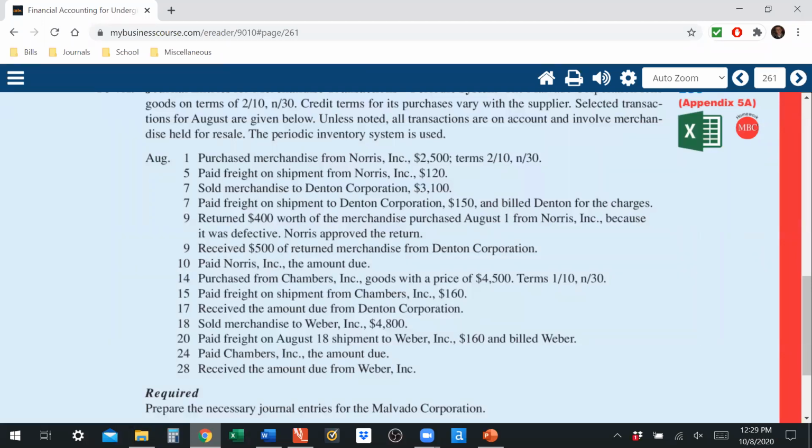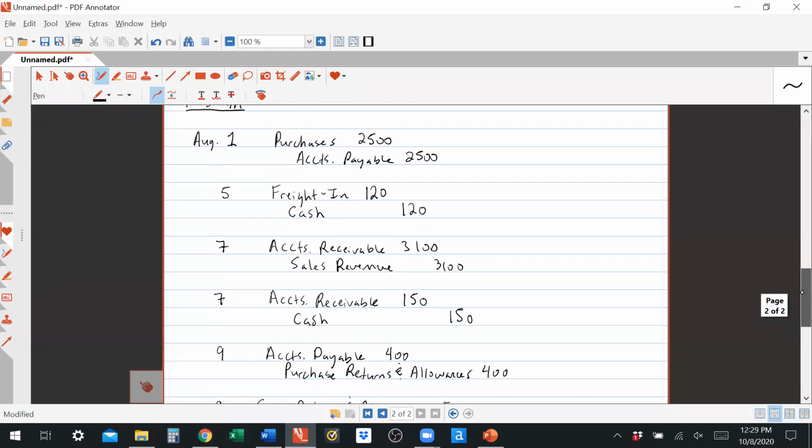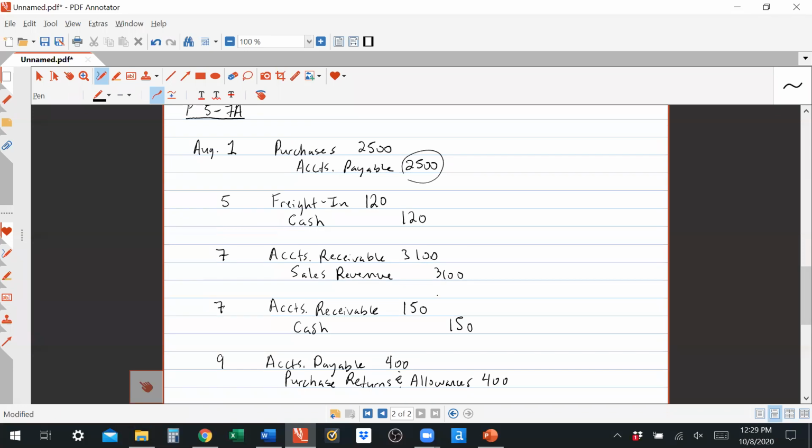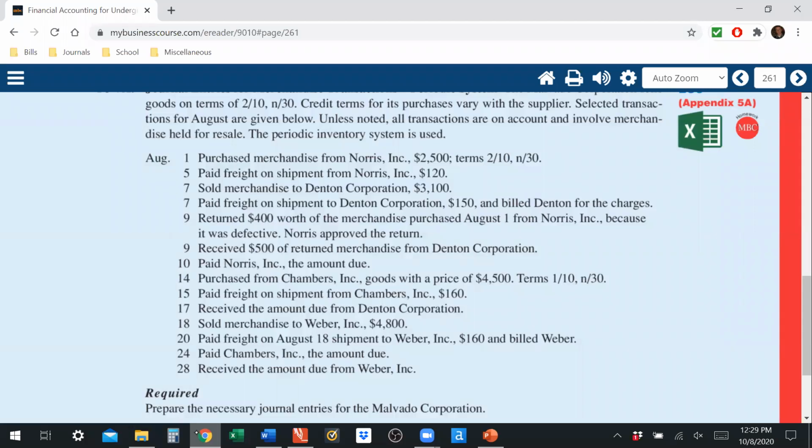All right, and then 10th, we pay Norris the amount due. How much do we owe Norris? We originally owed him $2,500, but then we returned $400 worth of stuff. So we only owe Norris $2,100. And we're paying them. And the question is, remember the terms Norris gave us? Norris gave us 2% discount if we pay within 10 days. Is August 10th within 10 days of August 1st?